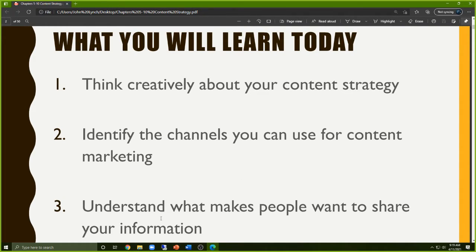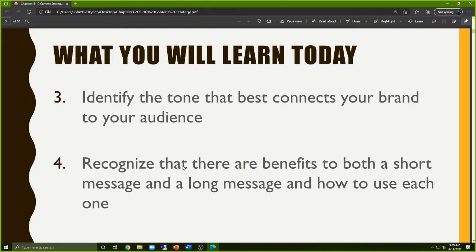A key component of figuring out your social media channels is also understanding what makes people share your information. So, does a Facebook group make your information share better, or is it more so Twitter posting and stuff as well? These are all things that you should think about.